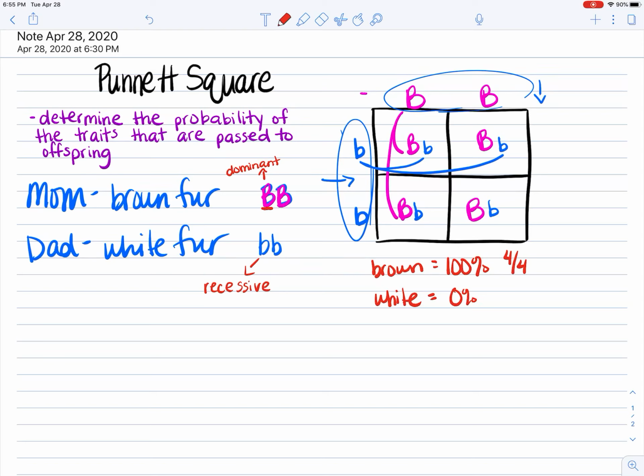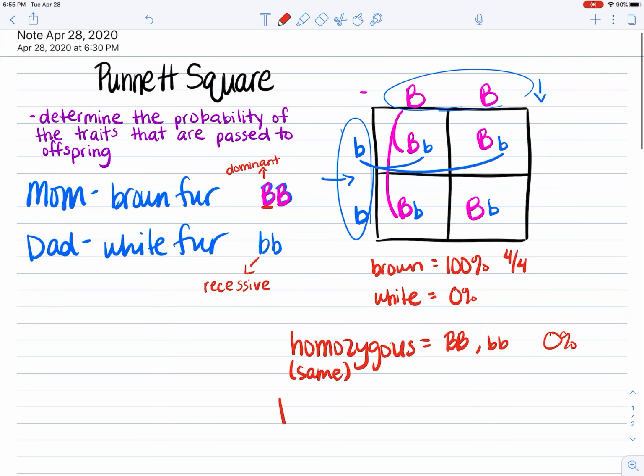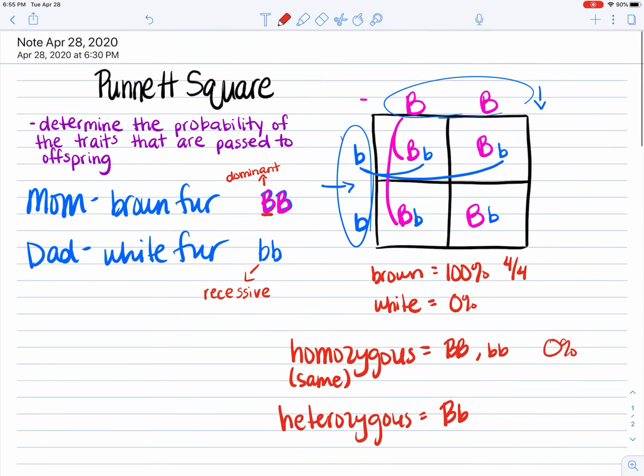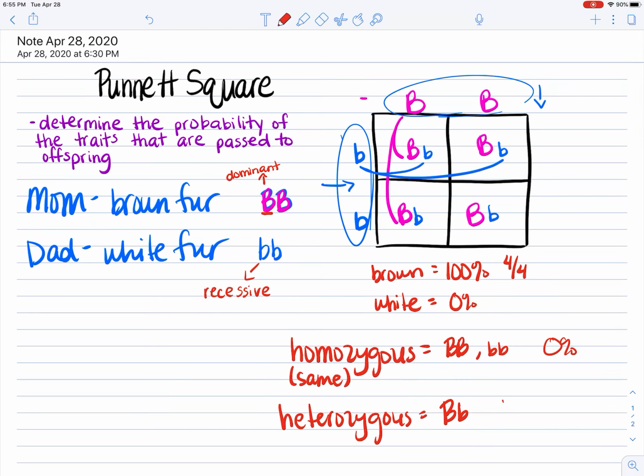You also need to be able to tell the homozygous and heterozygous output. Homozygous means that it's the same. So that means that it would either be both dominant or both recessive. In my example up there, I actually have 0% being homozygous. Heterozygous means that it's mixed. It'll be dominant mixed with recessive. In my example up there, I have 100% of them as heterozygous because each of the squares shows a dominant and a recessive trait together.